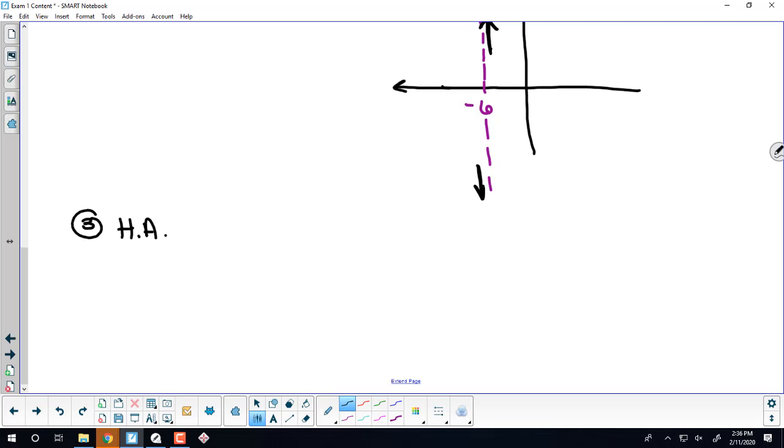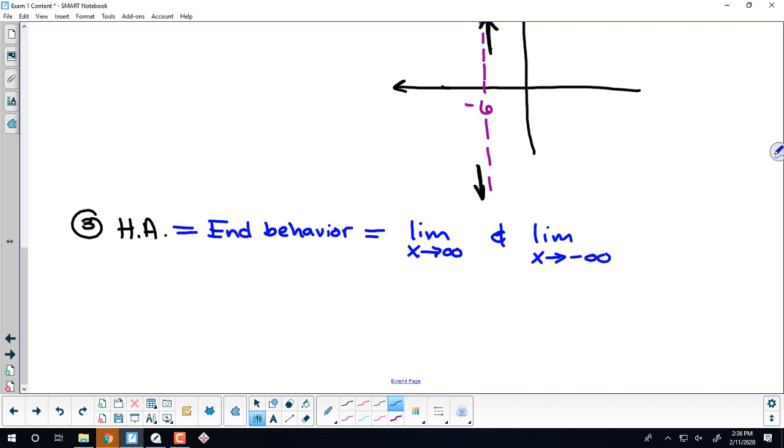Leading terms, right, because to find a horizontal asymptote we have to compute the limits at infinity, right? So finding a horizontal asymptote is finding the end behavior, which is computing a limit at infinity and negative infinity. Those are all the same thing.